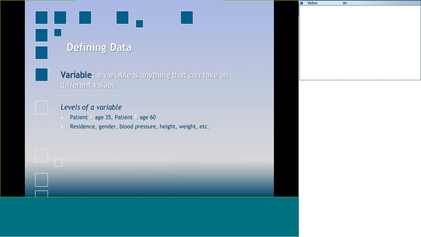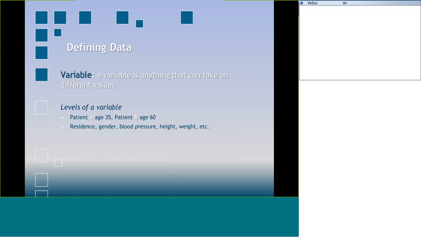Now that we have a general guideline for approaching a research question, we can continue on towards defining data. Before we do that, however, we need to understand 2 terms, variable and data. Put simply, a variable is anything that can take on different values for different observations. So for instance, age is a variable because one patient may be 35 and the next may be 60. The different values that a variable can take on are referred to as the levels of a variable.